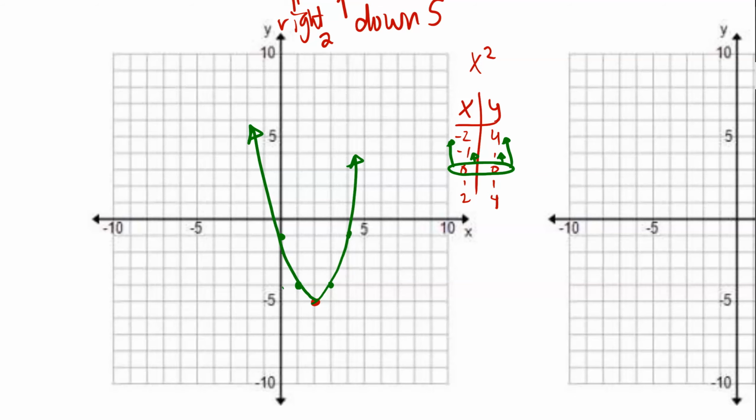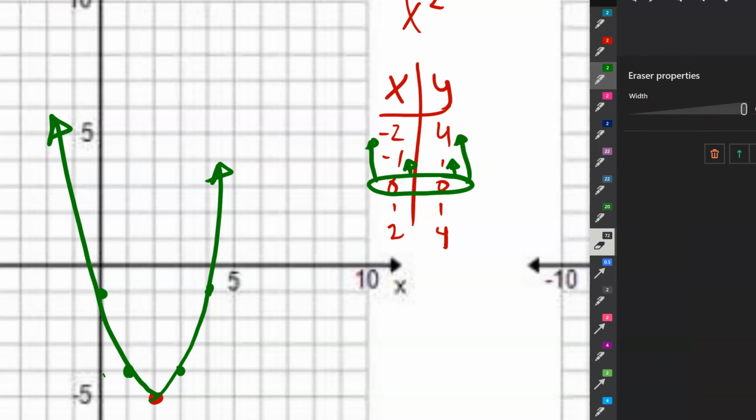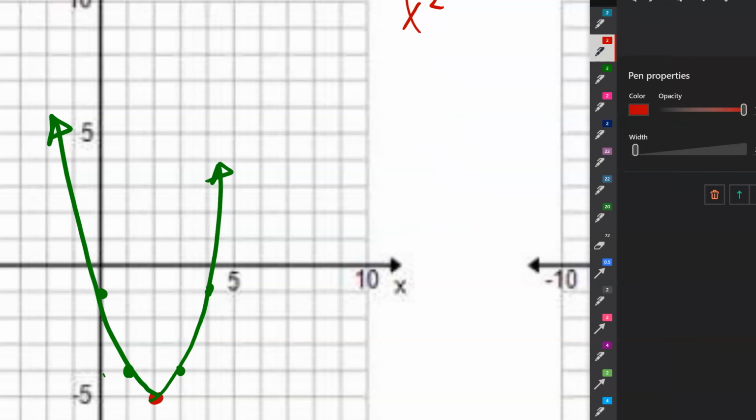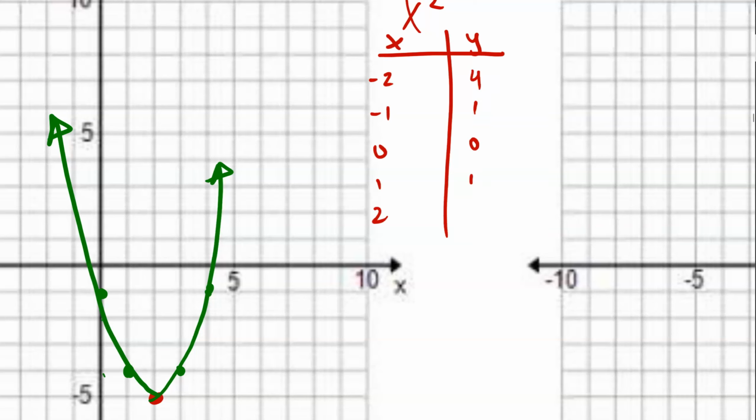Yeah. Okay, let me redo this and show you. Let me slow down for a sec. Okay. Like, couldn't you just graph it? Just a second. So, let me redraw this x, y. Here are my points. Let's see, 4, 1, 0, 1, 4.